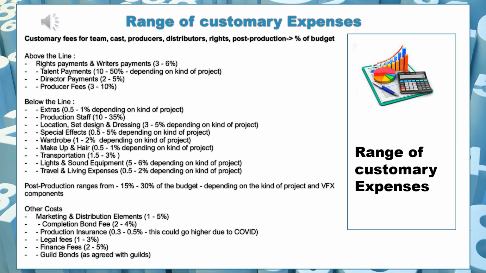Other costs, distribution and marketing elements, are often related to the delivery elements that you have, which are those that are not covered in post-production. Could also be publicity here. Then there is the completion bond fee of 2 to 4%. Now that is very much subject to your project and the risk the completion bond feels it is taking. Production insurance is usually between 0.3 and 0.5%.